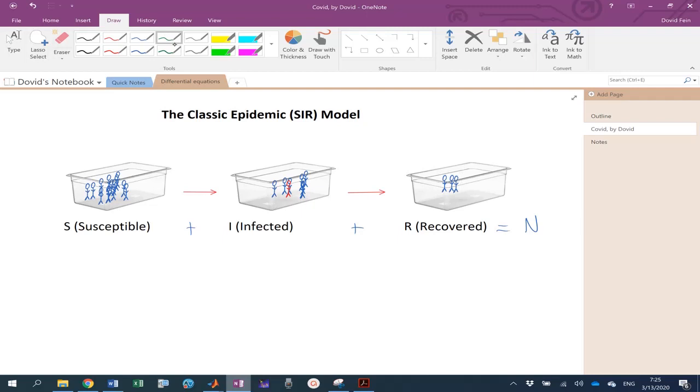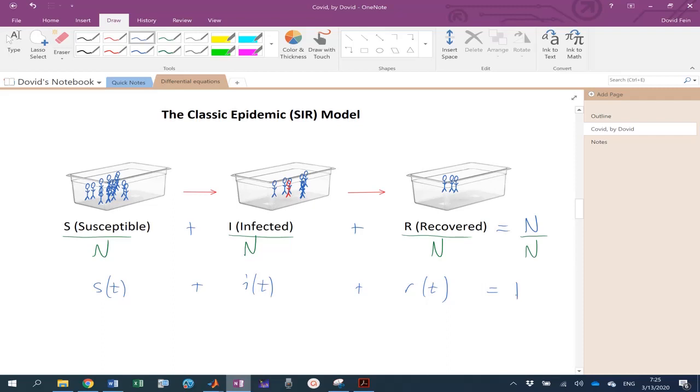But instead of dealing with raw numbers, like you see on the screen here, it's going to be a lot easier to deal with fractions. So let's divide everything by N. And when we divide everything by N, we get little s of t plus little i of t plus little r of t, because it's with respect to time, is going to sum up to 1.